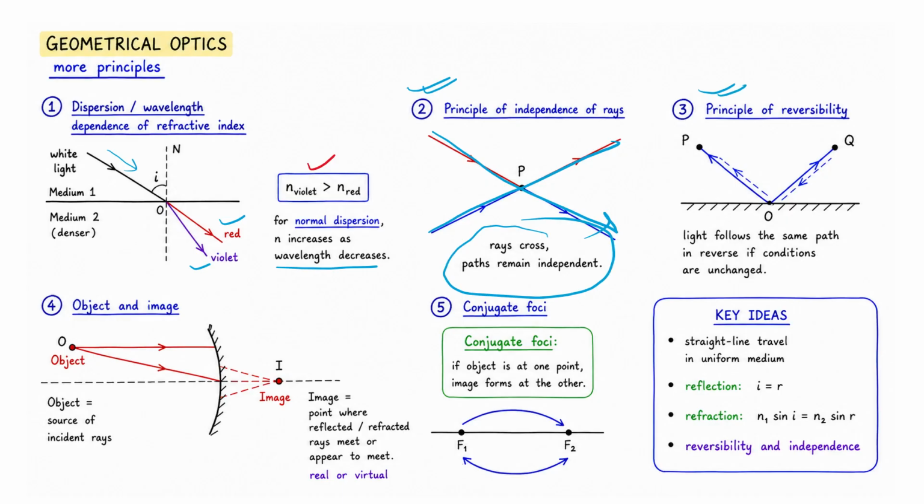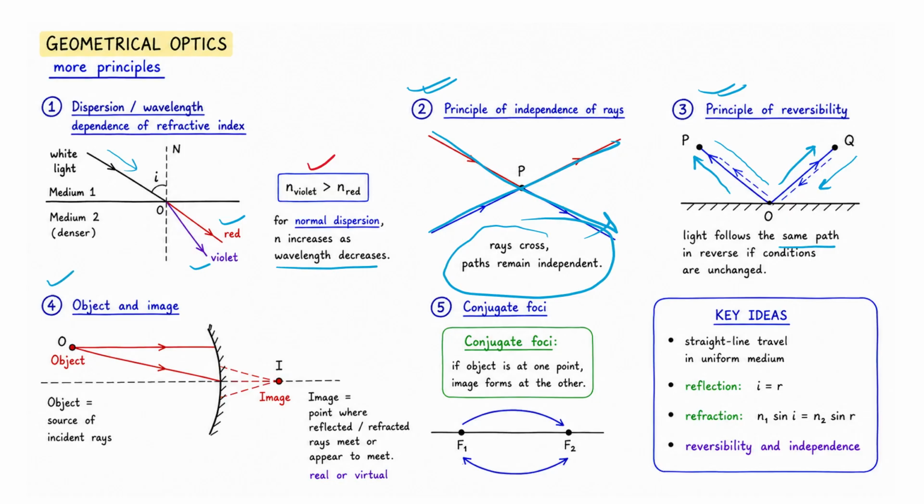Principle of reversibility. What it means is, let's say you shine light from P and it reflects and then moves to Q. Then if you shine light from Q, it will again reflect and it will definitely go to point P. This is called the principle of reversibility, that if you reverse the path, it will follow the same path.